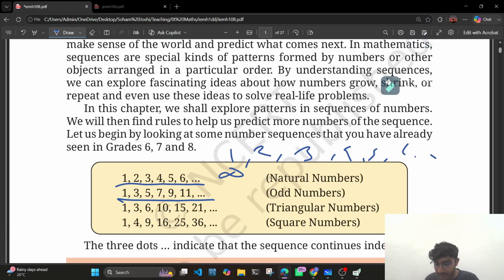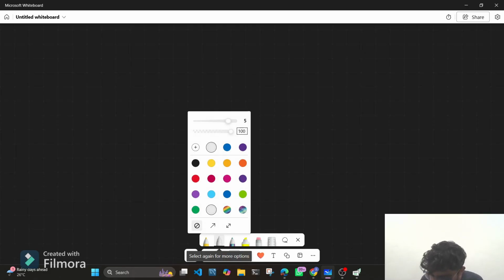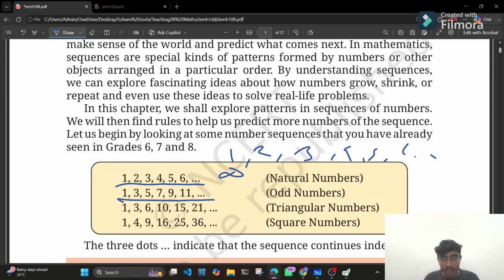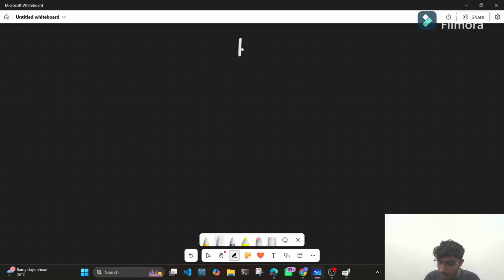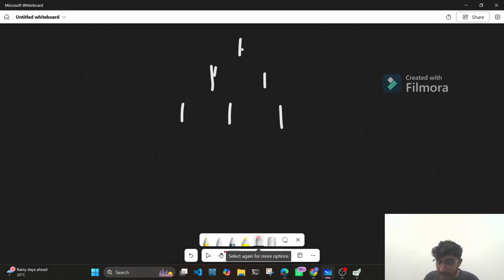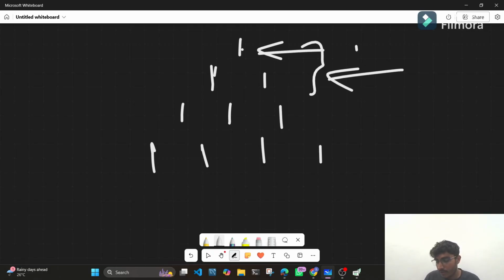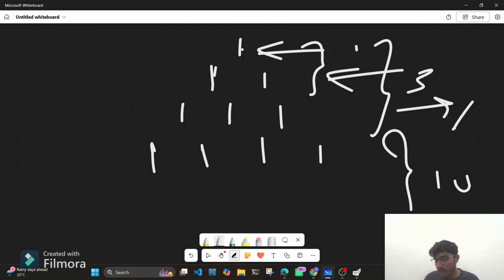Then we have triangular numbers, that is 1, 3, 6, 10. If you don't know what triangular numbers are, let's say I have 1 dot, then if I add a row I get 3 dots in total. Then a row of three gives 6, and then a row of four gives 10 dots. So the sum of this is 1, then 3, then 6, then 10, and so on and so forth.